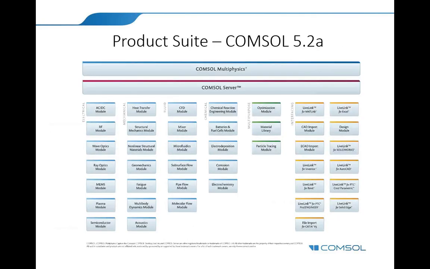So this is the product suite for COMSOL Multiphysics 5.2a, which is the latest version. On the top is the COMSOL Multiphysics base package upon which everything else is built. On the left hand side, you'll see all the physics-based modules categorized as electrical, mechanical, fluid, and chemical. There is also a multipurpose module in green, and interfacing products on the right hand side. Today we'll focus on the AC/DC Module, more specifically on modeling electrical rotating machines within this module.